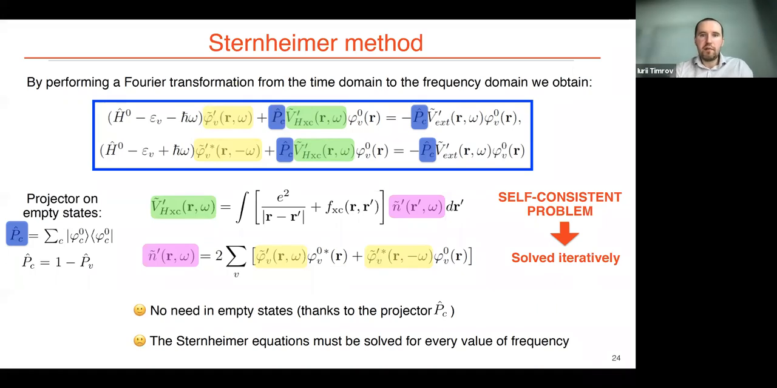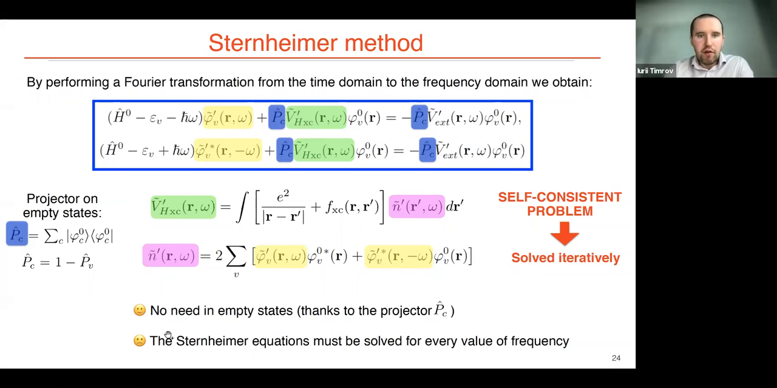A few comments about this. Here we don't need empty states, thanks to the projector on empty states, P_C. This is a very important statement and take-home message: the powerful part of this method is that we never ever need empty states to solve this problem. In the case of the Dyson method, which we discussed before, we do need empty states, as I showed before, but here we greatly simplify the problem. We don't need empty states, and so this method is computationally more advanced.